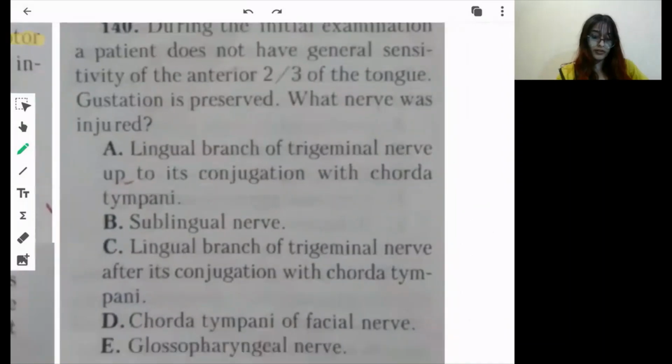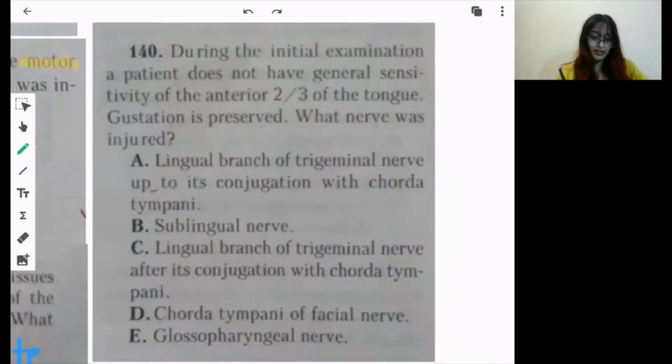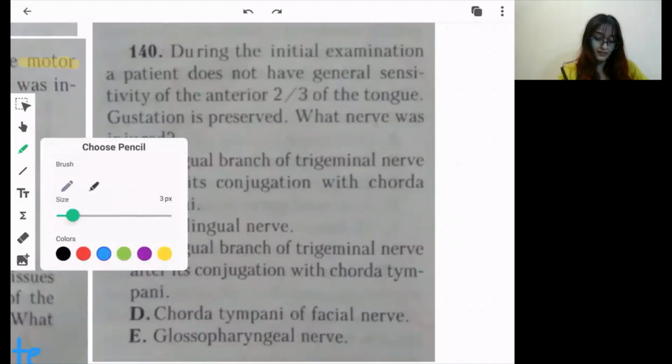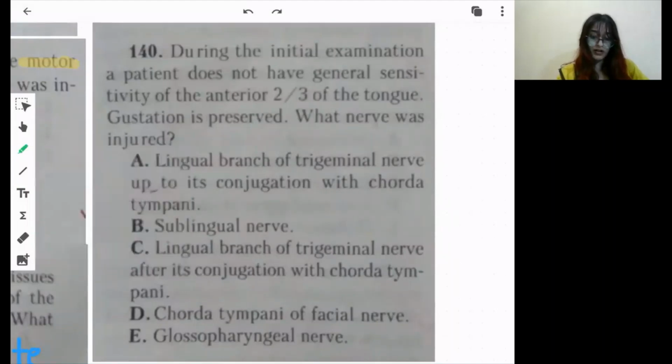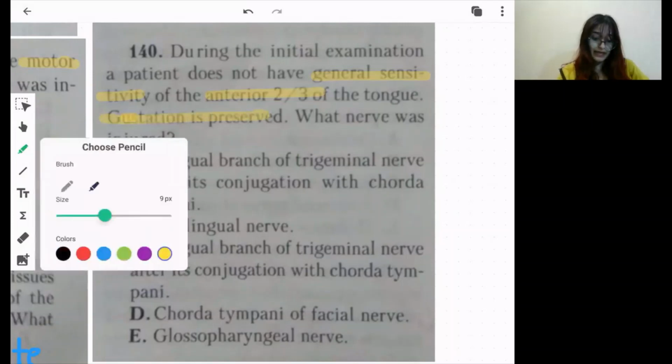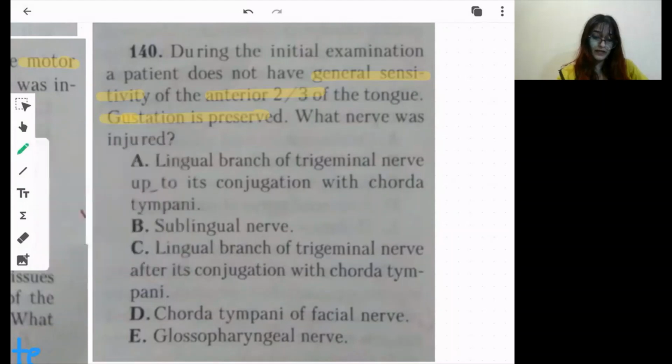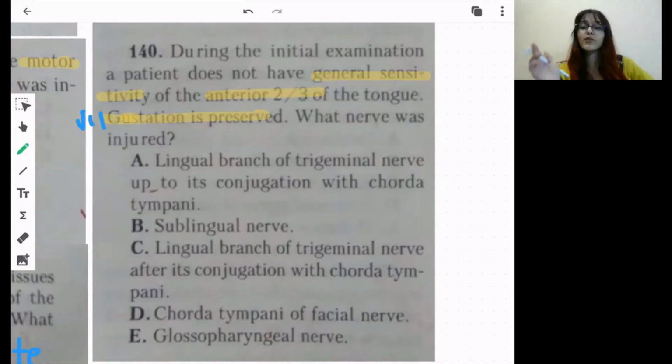Okay, question number 140. During the initial examination, the patient does not have general sensitivity on the anterior two-third of the tongue while gustation is preserved. So, okay, let's read this. Gustation is by cranial nerve number 7 and general sensation in the anterior two-third. They are not talking about the posterior, otherwise both of them will be by what? Glossopharyngeal. So anterior two-third is by what? Trigeminal nerve, and that too, its lingual branch.